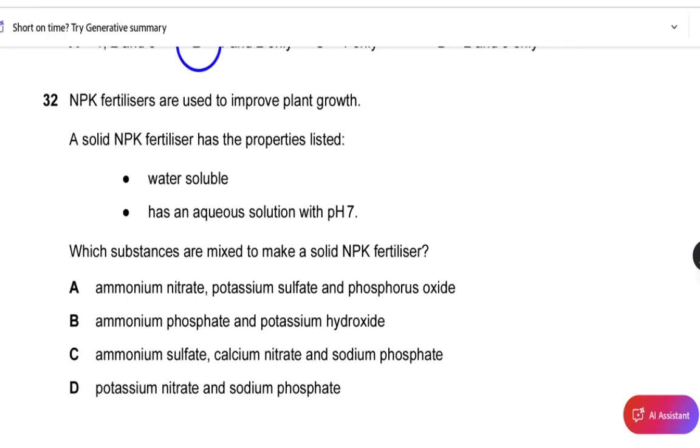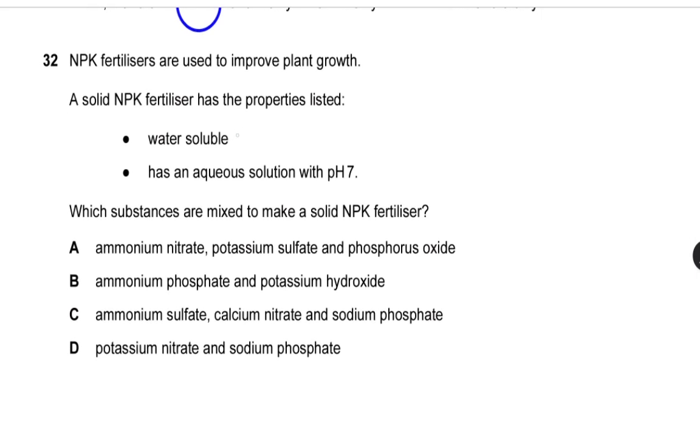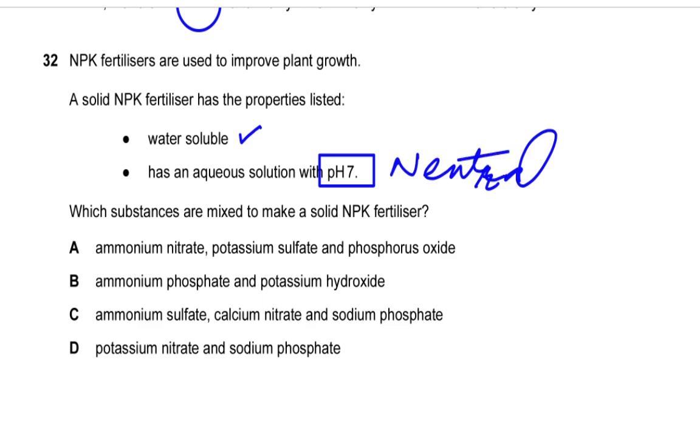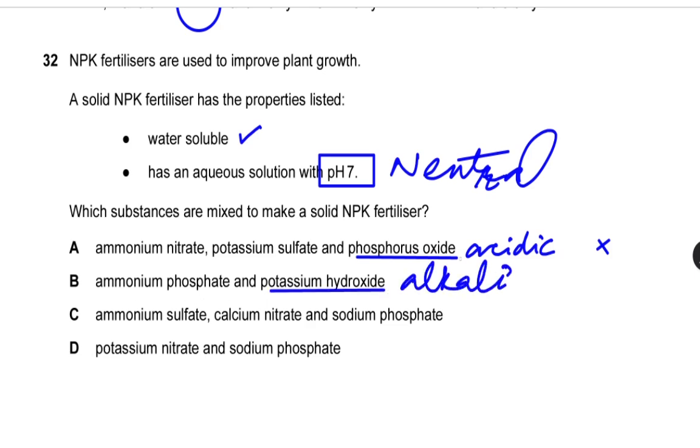Question number 32. Nitrogen, phosphorus, potassium are the fertilizers used to improve plant growth. The solid NPK fertilizer has the properties listed: water soluble, so always remember that the fertilizer should be water soluble, and a solution with pH 7, it is neutral. Focus on the question statement. Which substances are mixed to make a solid NPK fertilizer? Ammonium nitrate, potassium sulfate, and phosphorus oxide: the oxide is acidic and will not be used. Ammonium phosphate and potassium hydroxide: the hydroxide is an alkali. So we have to use the neutral one.